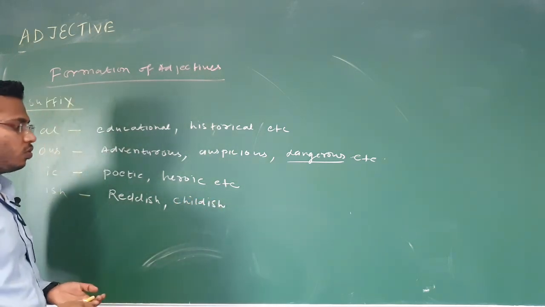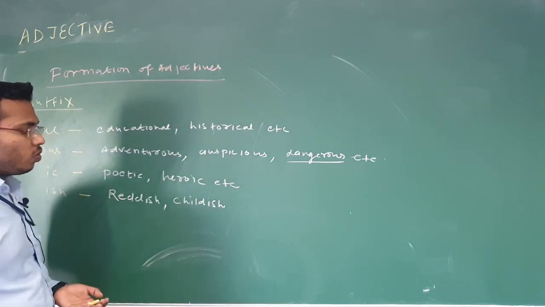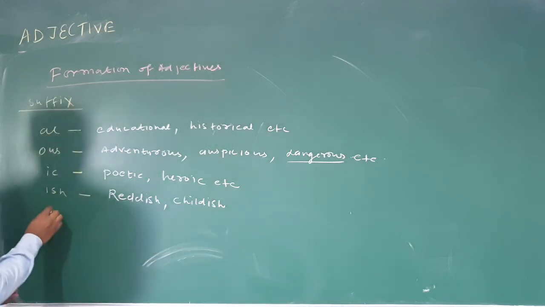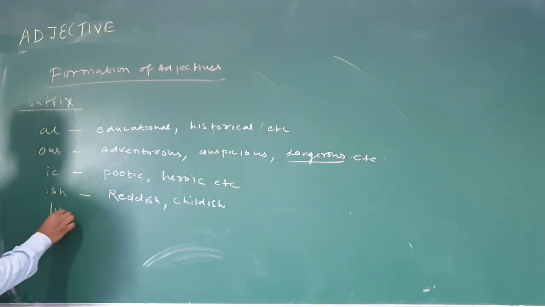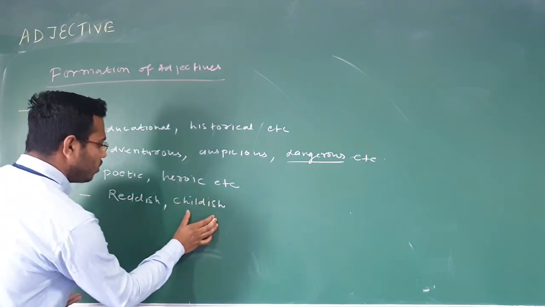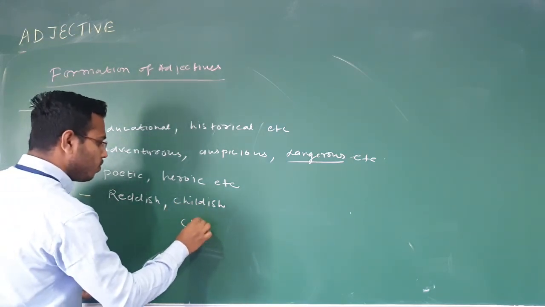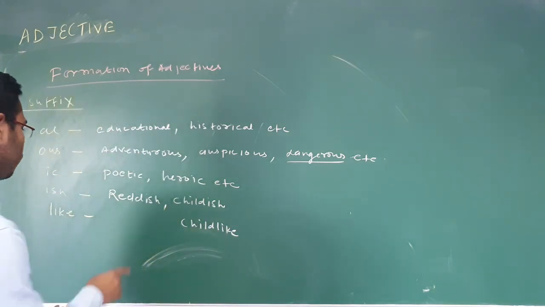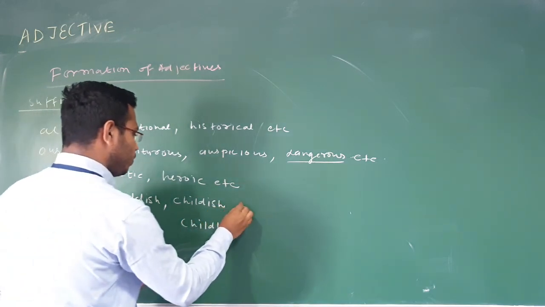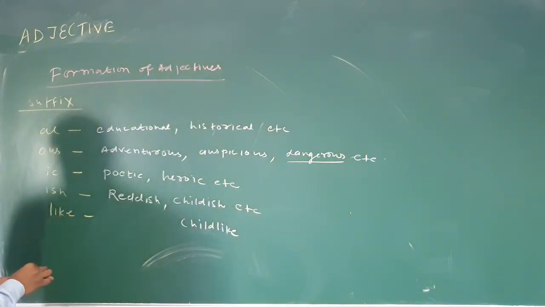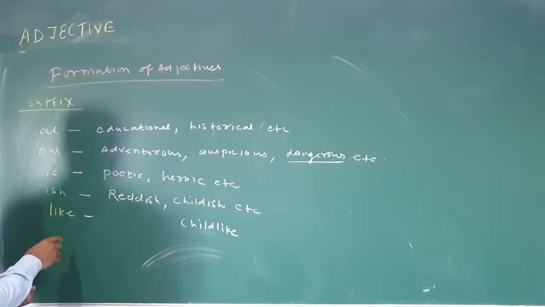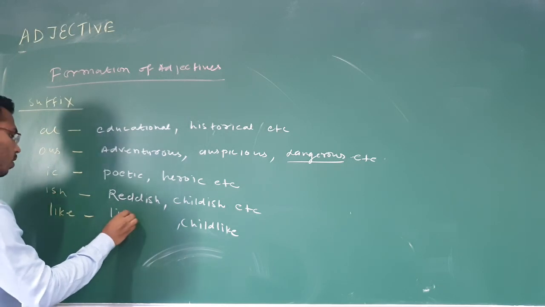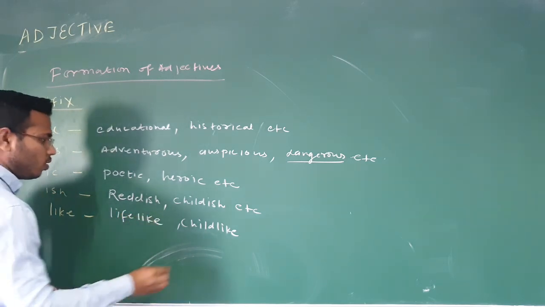Here is another question for you. We have childish, and another word also which is considered adjective is childlike. Childlike. So we are making one more suffix, like. So what is the difference between childish and childlike? You need to find it at home. Childish and childlike. So reddish, childish. Make your own examples. So we can add like to the words to make adjective. For example, one I made childlike, you can say lifelike, right?